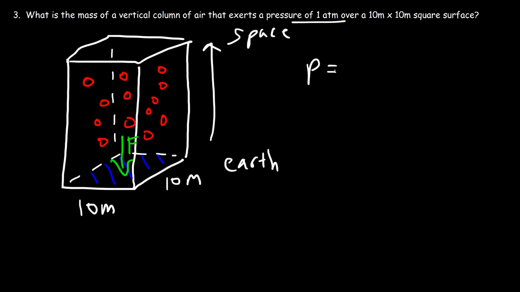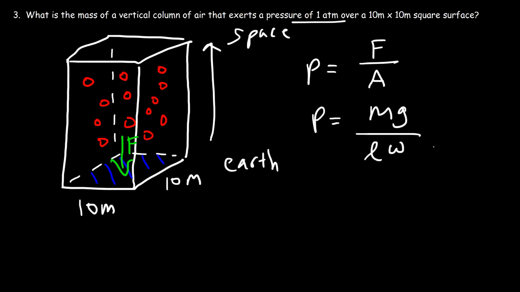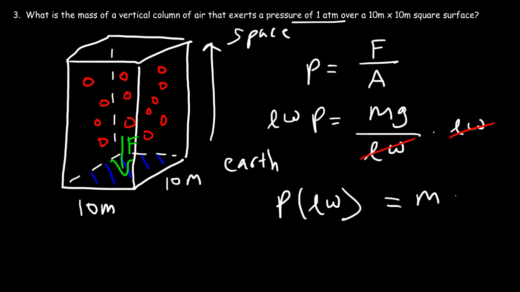Now we know that the pressure is force over area. And the force is basically the weight force, which is mass times g. And the area is length times width. So to calculate the mass, we can multiply both sides by LW. So it's going to be the pressure times the area, which is length times width, and that's equal to mg. So the mass in this example is the pressure times the length times the width divided by the gravitational acceleration.